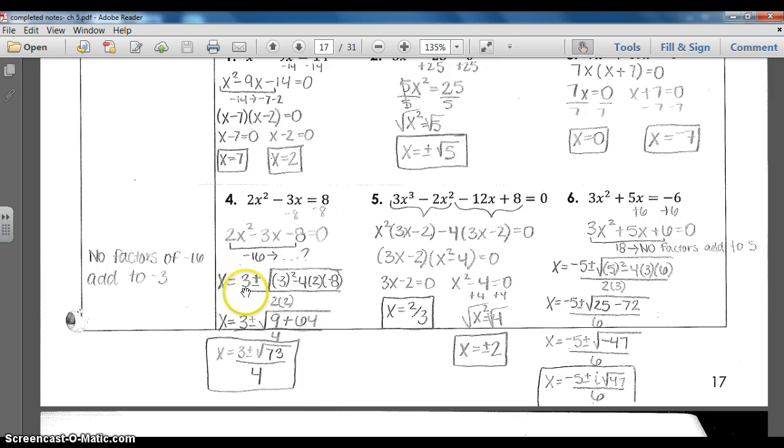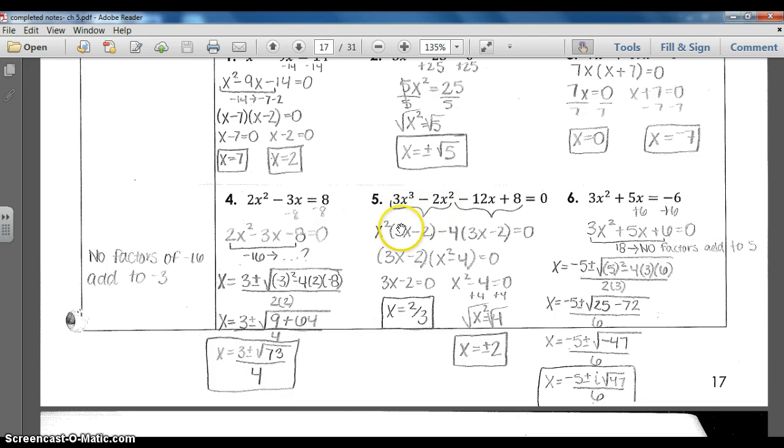So x equals the opposite of b plus or minus the square root of b squared minus 4ac all over 2a. And then simplify. Watch your simplification here. 9, then multiply these three numbers together to get positive 64, then add. So square root of 73 can't be simplified, so it's 3 plus or minus that over 4.